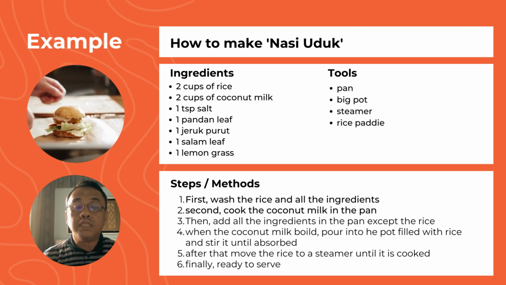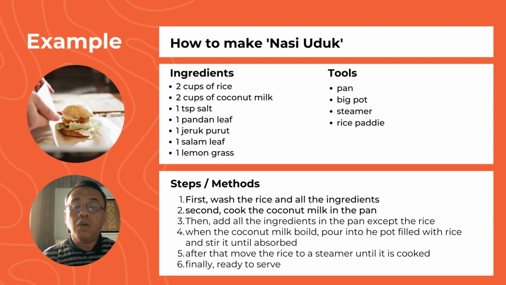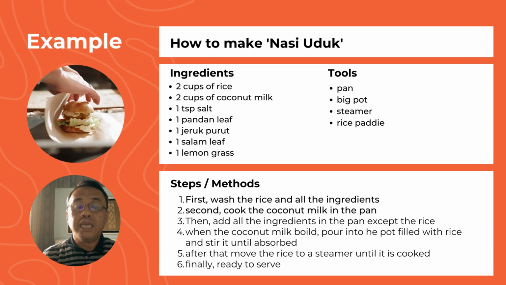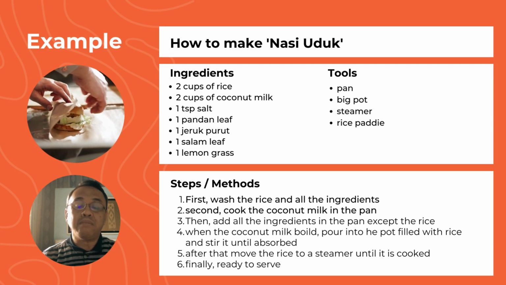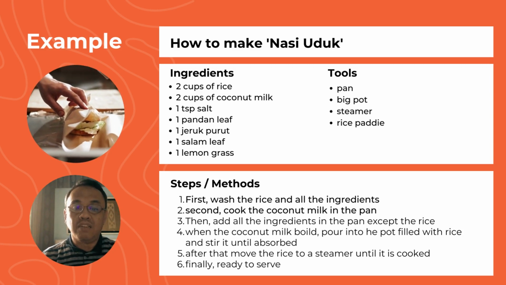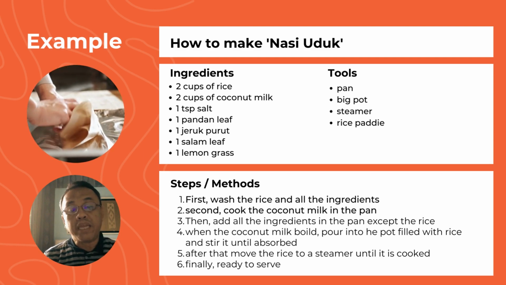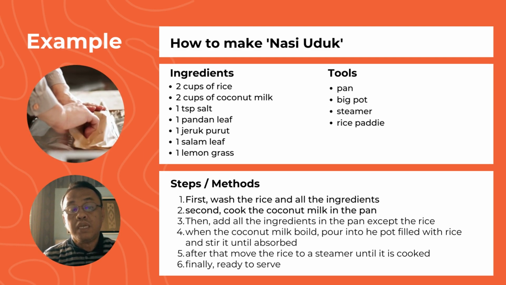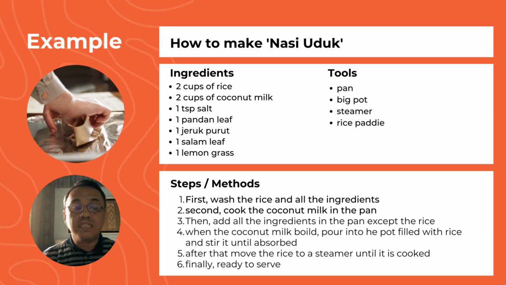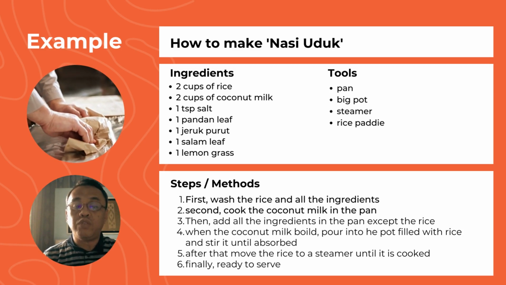The first one is the goals or the purpose, how to make nasi uduk. It also can become the title of the text. The second one is the materials or tools. Here we can see the ingredients and the tools we use.